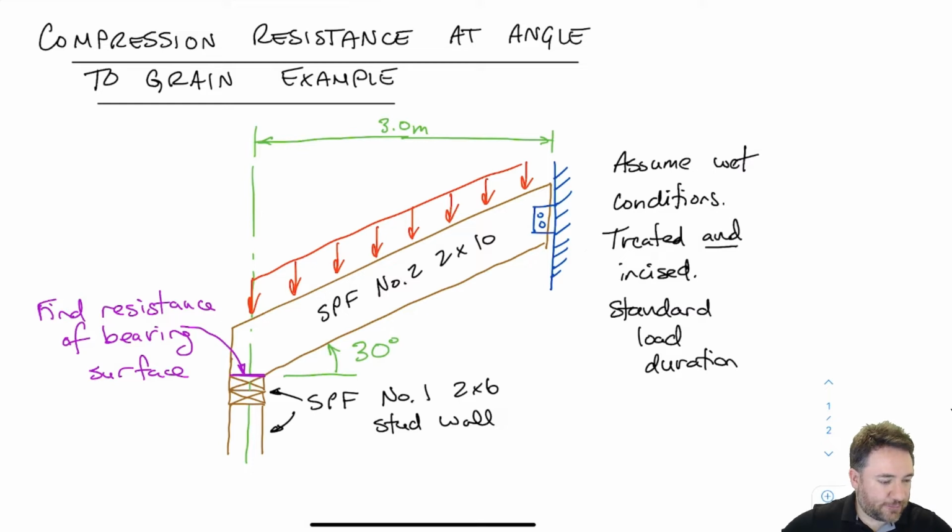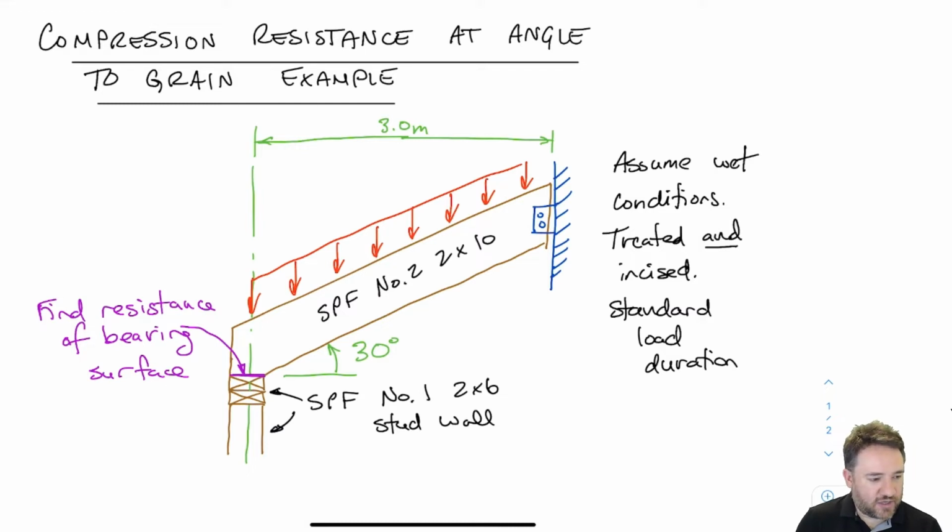So we have an example structure here. We have kind of a roof-ish joist. It's pinned on the top right, and it's just kind of bearing on the bottom left where we have the purple bearing line. So I'm assuming that this joist is bearing on top of a SPF stud wall.